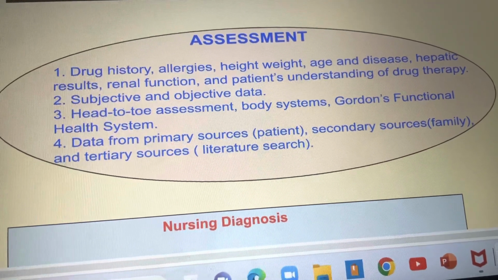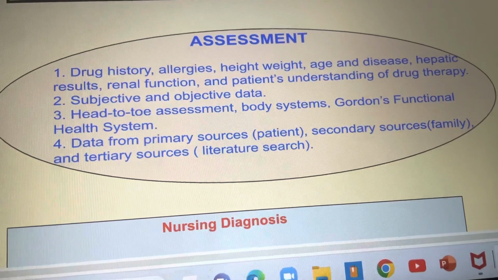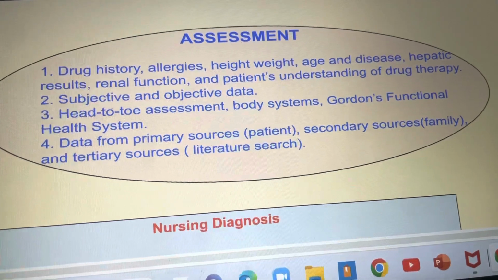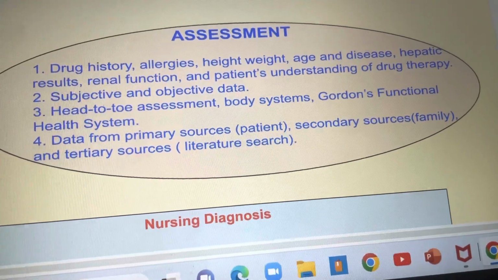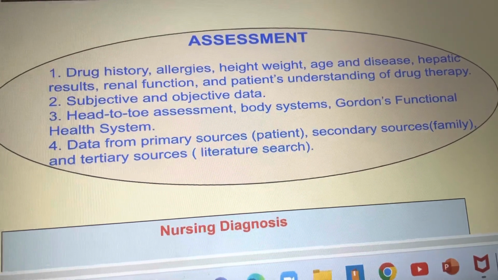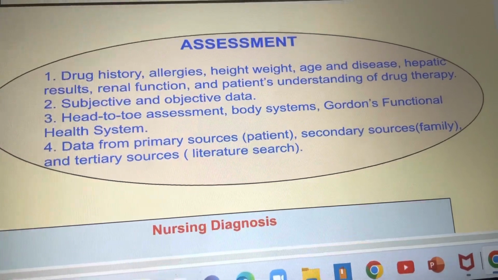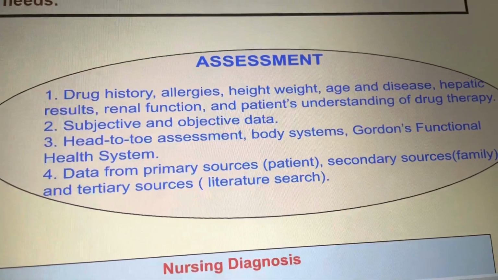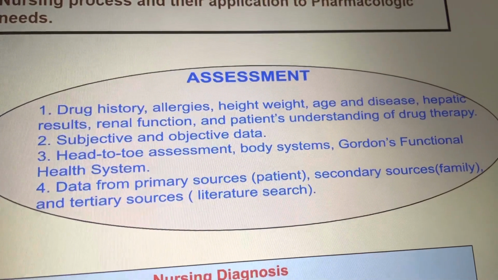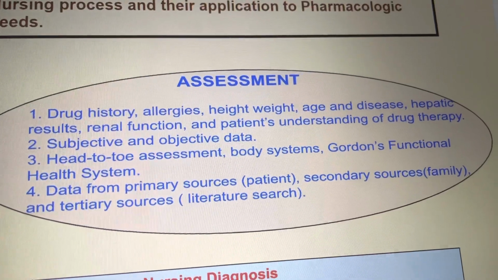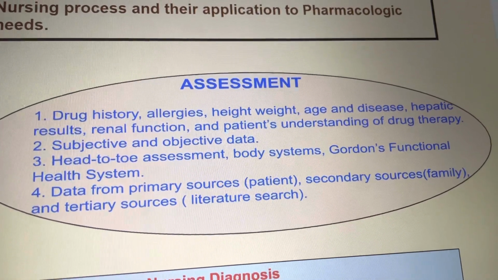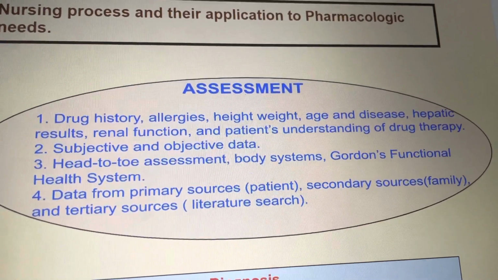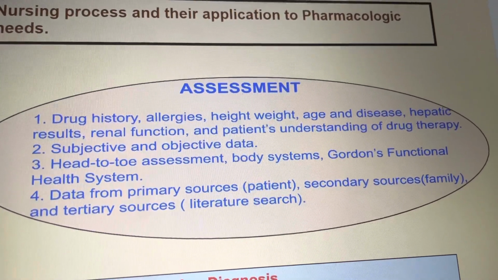It's very important that when we assess the patient, we make sure we note the subjective data, which means what the patient is telling us, and the objective data, which is the actual facts. We need to have both of them for our assessment. The assessment also includes head to toe, all the body systems, and Gordon's functional health patterns, which I'm going to talk about in detail in another video. And then we need to have the data from primary sources.